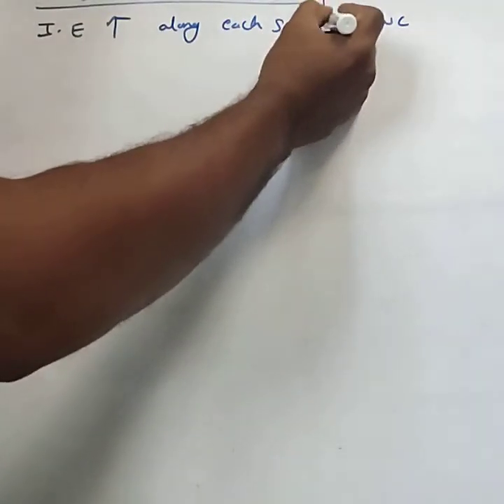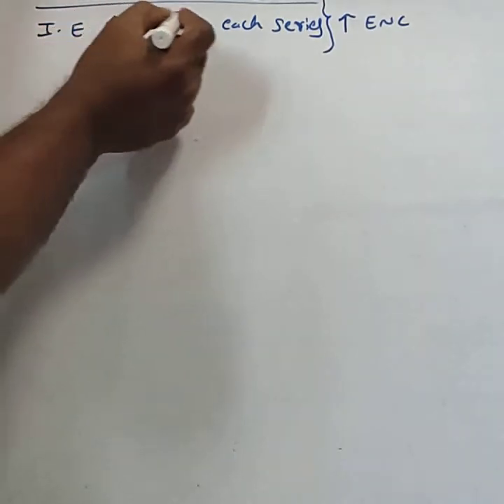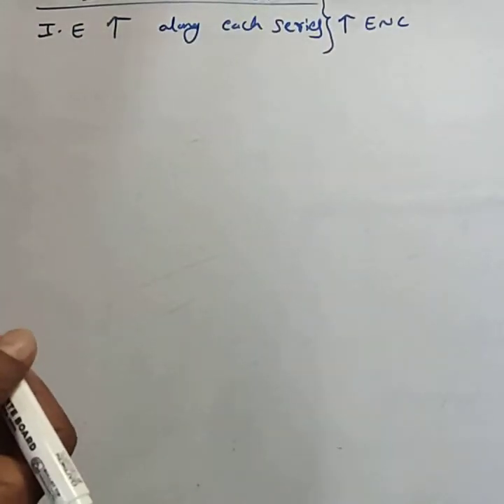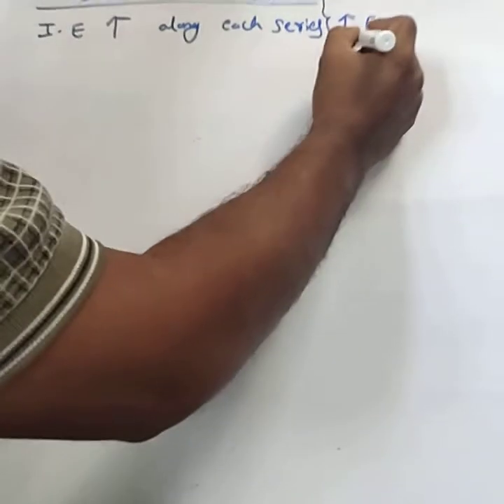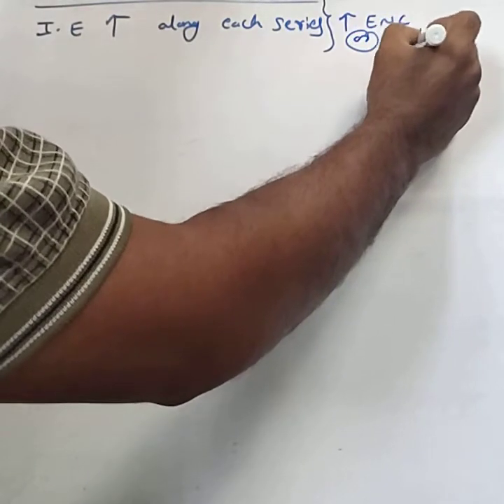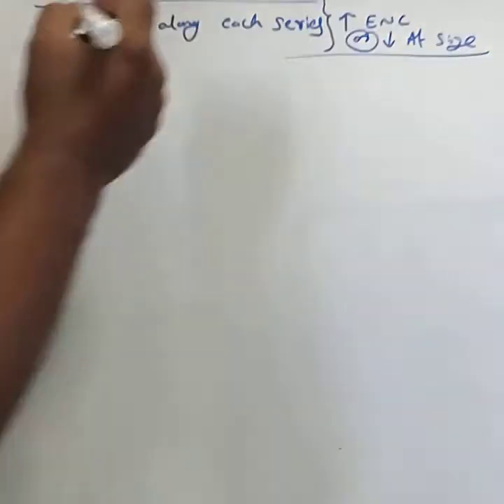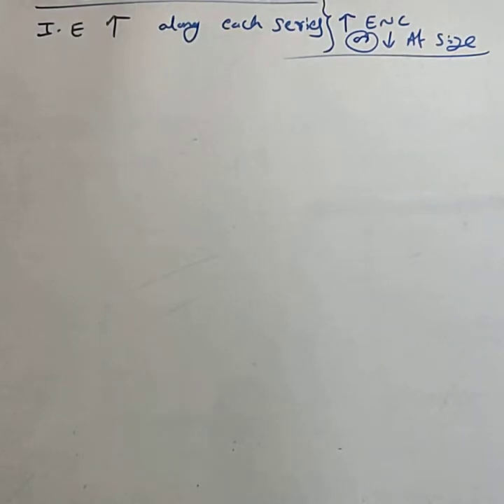Why does ionization enthalpy increase along each series among the transition elements? It is due to the increase in the effective nuclear charge or decrease in the atomic size across each series. Already we studied the variation of atomic size. Atomic size decreases across each transition series. Due to decrease in the atomic size or increase in the ENC, ionization enthalpy increases along each series of the transition elements from left to right.